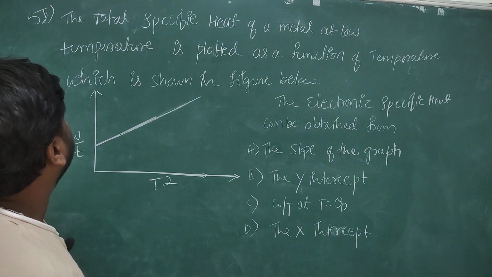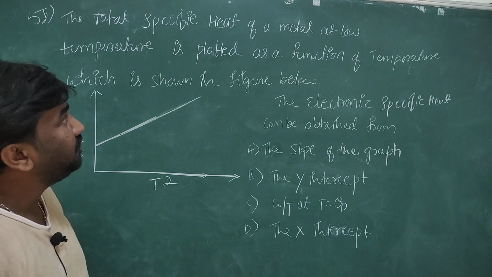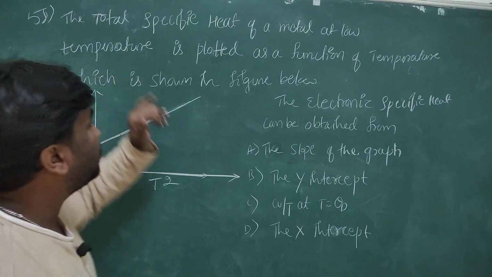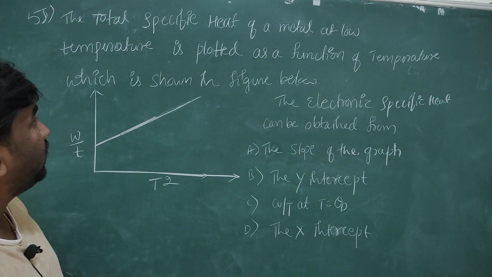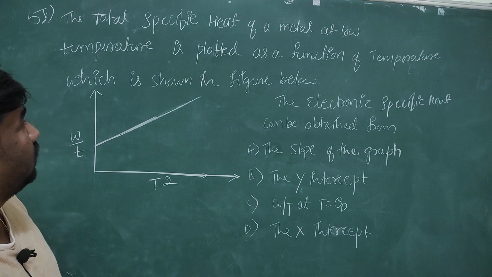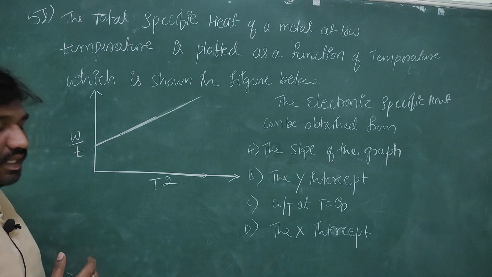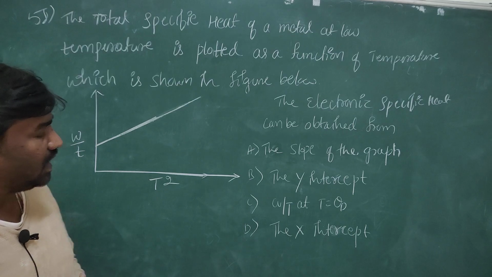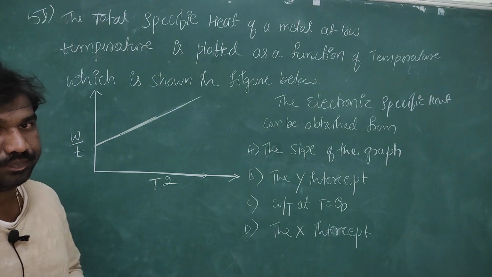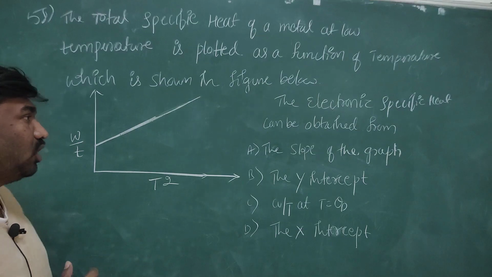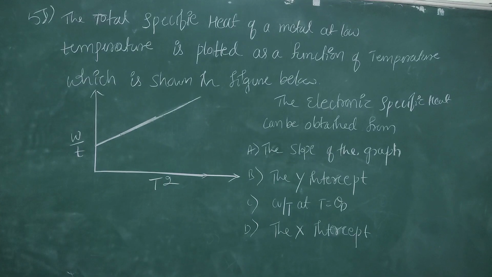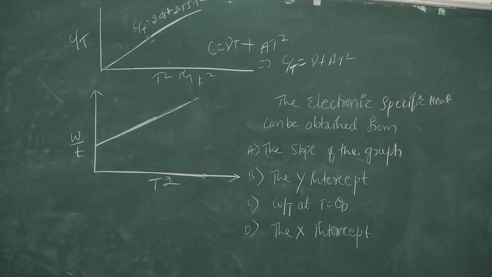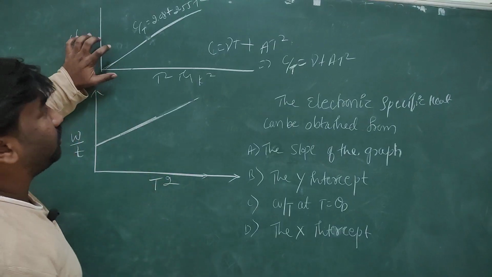This is question number 58. The total specific heat of a metal at low temperature is plotted as a function of temperature, which is shown in the figure below. This concept comes under the heat capacity of a metal. So, the actual graph for the heat capacity of a metal is like this. This is the actual structure of the graph.